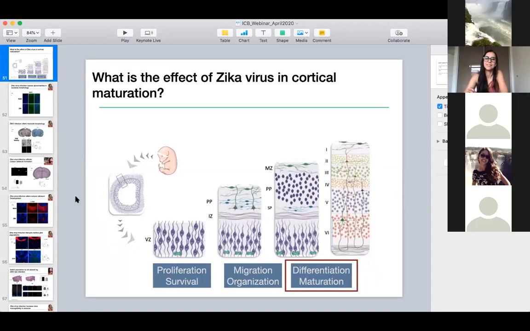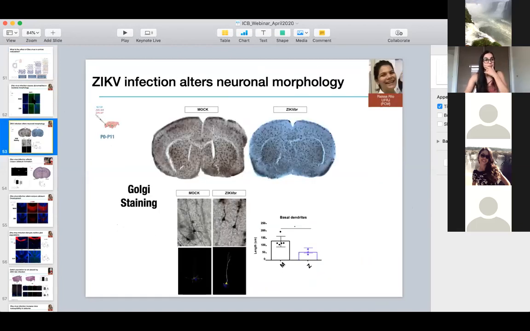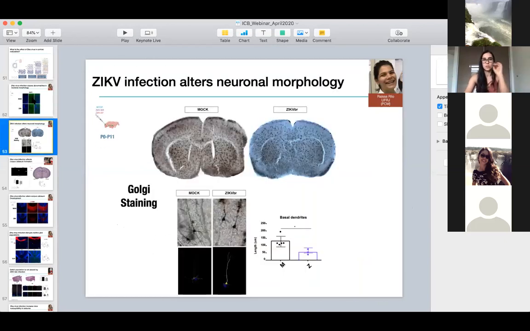Yes. Okay. So this is not the full screen, but I hope you can appreciate the results. The MAP2 was aberrantly expressed. So Raisa again went to look for the neuronal morphology with a very traditional technique.